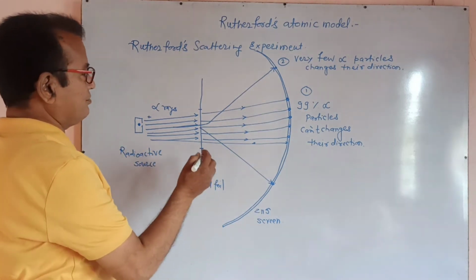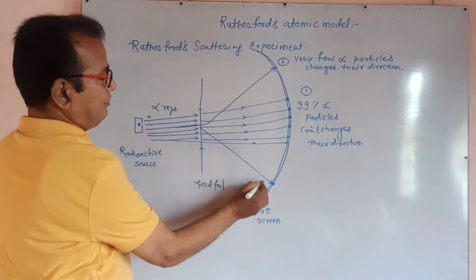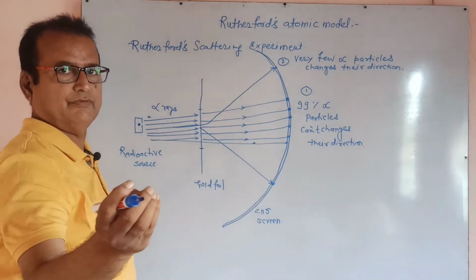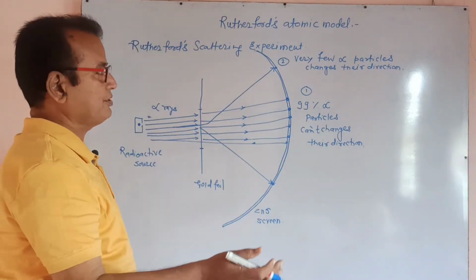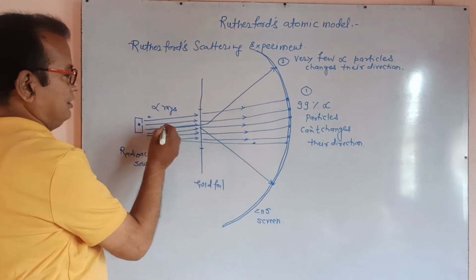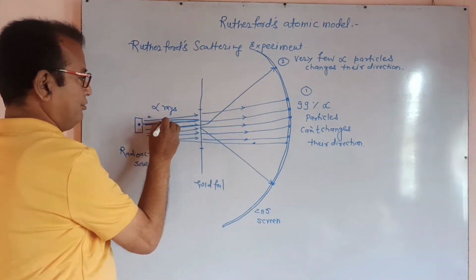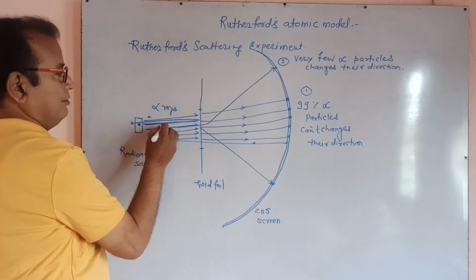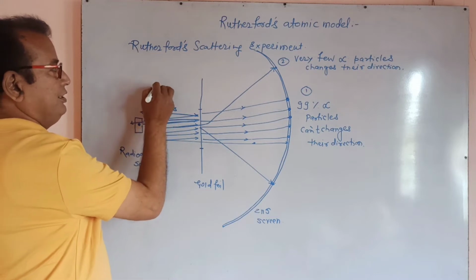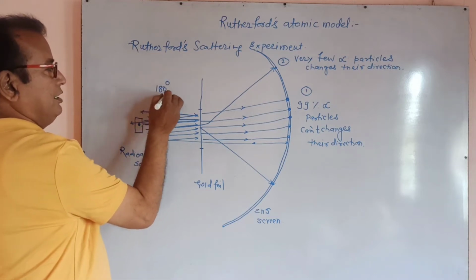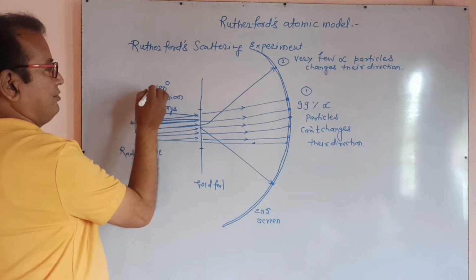And the third observation is that a larger angle deflection is seen in very few particles, and no deflection is seen in about 99%. In this 1%, some alpha particles come back to their original position. Means they come back, a 180 degree reversion of the rays.